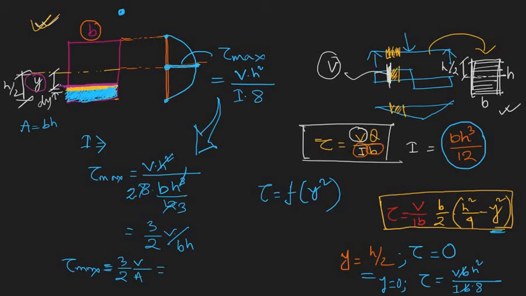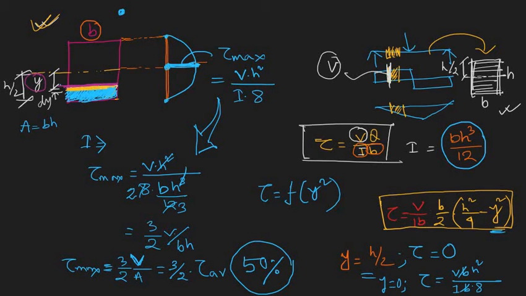That is the average shear stress. Average shear stress is the mean shear force divided by the cross-sectional area. So here you can see that at the neutral axis we have a maximum shear stress that is almost 50% higher than the average shear stress.